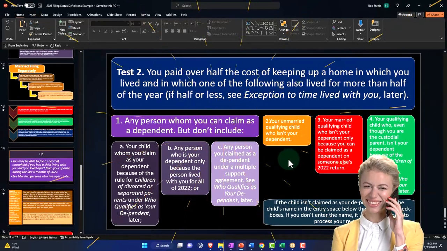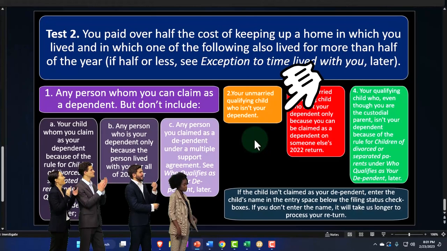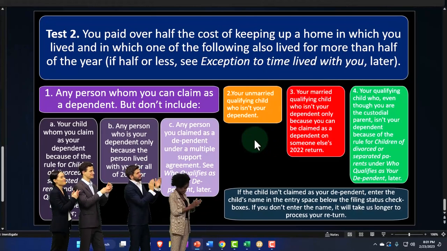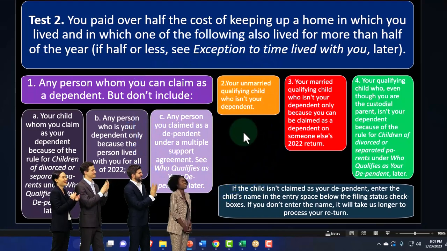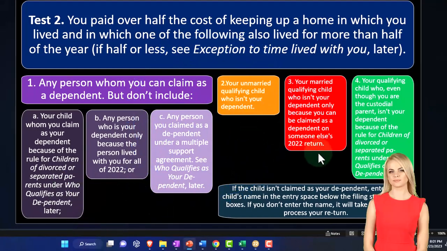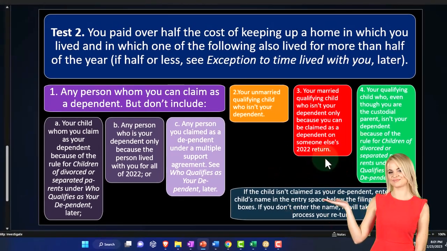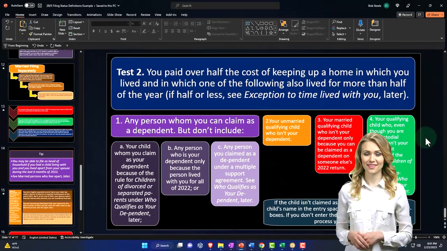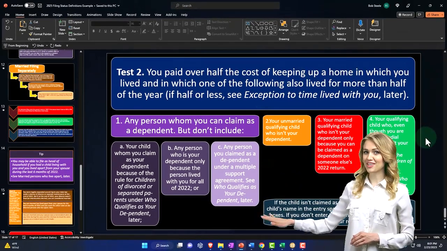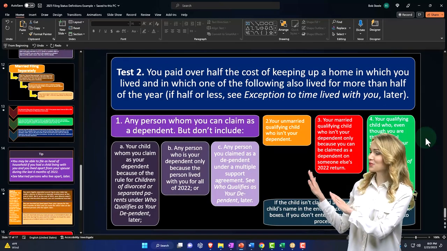Here's just a recap of them. So we're saying, okay, we're going to go head of household, but we've got this unusual scenario where they're not our dependent. For example, your unmarried qualified child who isn't your dependent, your married qualified child who isn't your dependent only because you can be claimed as a dependent on someone else's 2022 return, or your qualifying child who, even though you are the custodial parent, isn't your dependent because of the rule of children of divorced or separated parents.